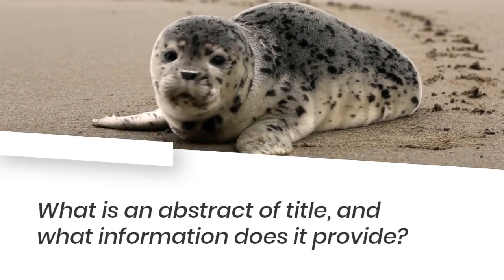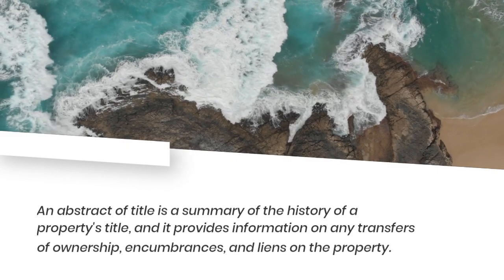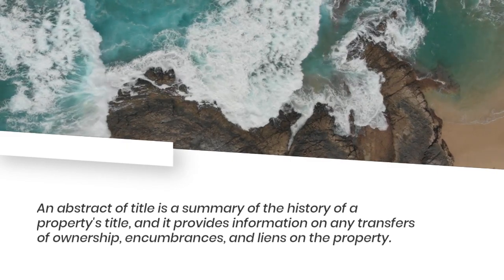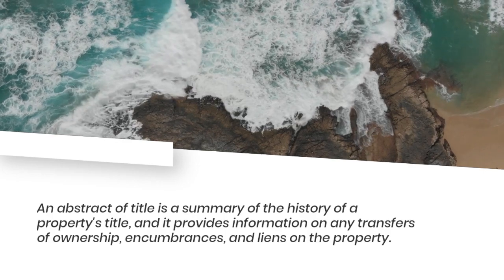What is an abstract of title, and what information does it provide? An abstract of title is a summary of the history of a property's title, and it provides information on any transfers of ownership, encumbrances, and liens on the property.